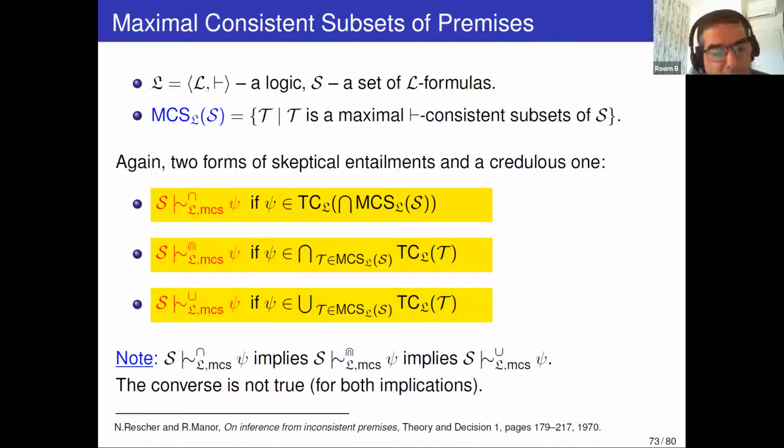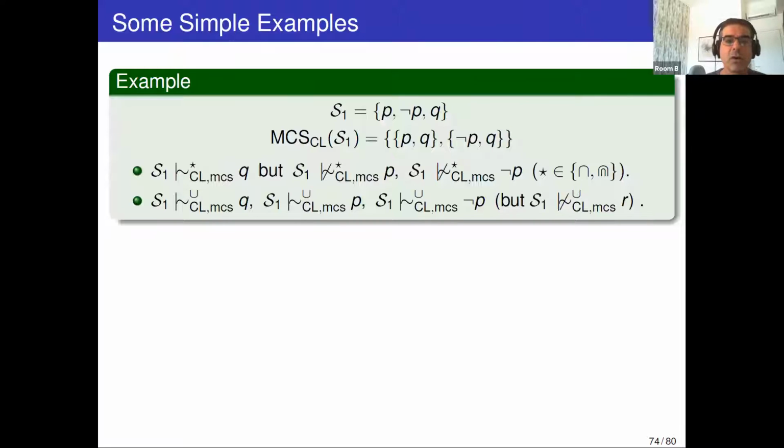Again, it is easy to see that skeptical entailment implies the weak skeptical entailment, and this in turn implies the credulous entailment. However, the converse is not true, as we shall see shortly. Here is an example: we have P, not P, and Q. We have two maximally consistent subsets according to classical logic, {P, Q} and {not P, Q}, and obviously we can infer Q according to both skeptical ways of reasoning. But of course P is not inferable according to the maximally consistent subsets, and neither is not P, because neither of them is in the intersection of the maximally consistent subsets.